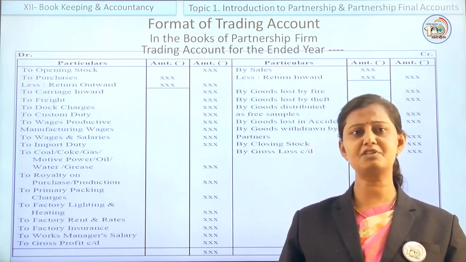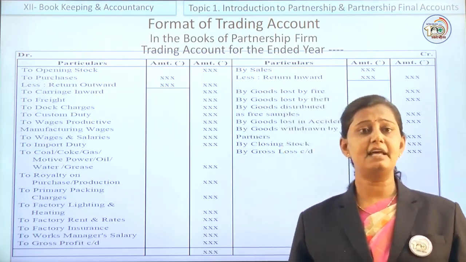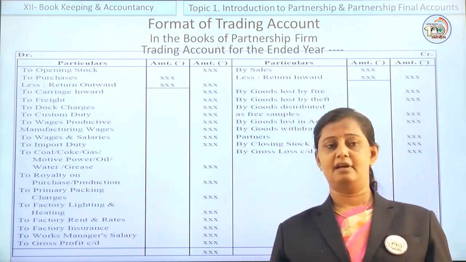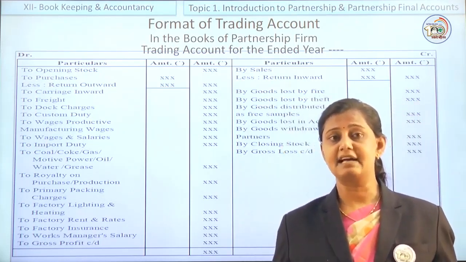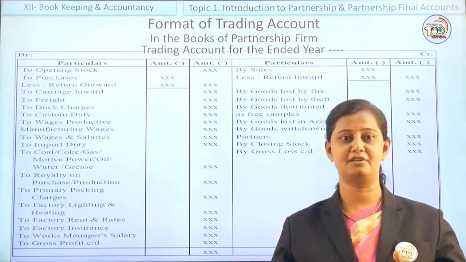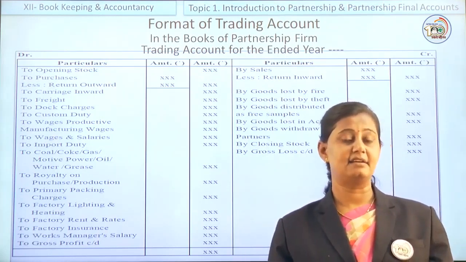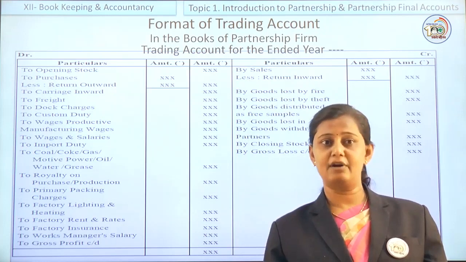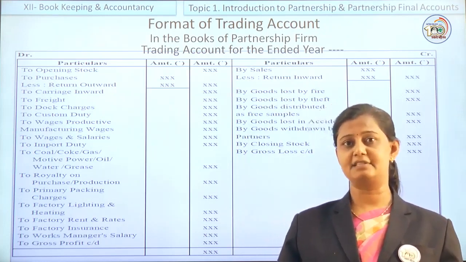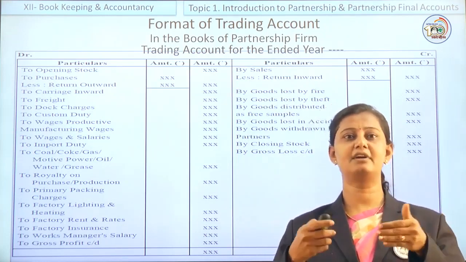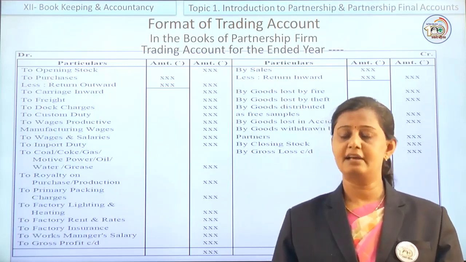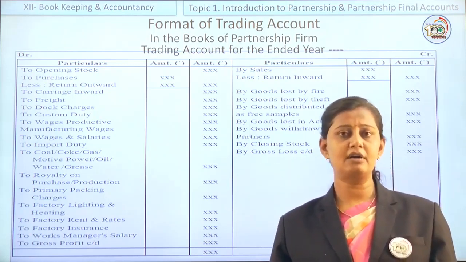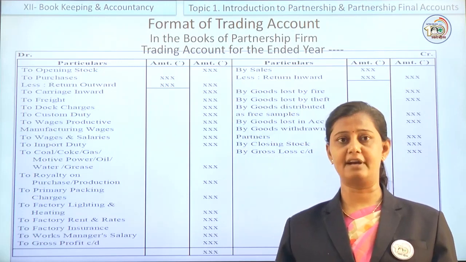Next one is works manager's salary. Salary paid to the works manager refers to someone inside the organization. So it is treated as direct expenses and recorded on the trading account debit side. Now come to the trading account credit side. In the credit side of trading account, all direct incomes are recorded.